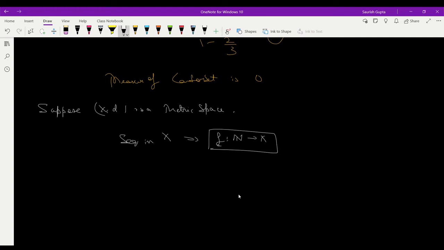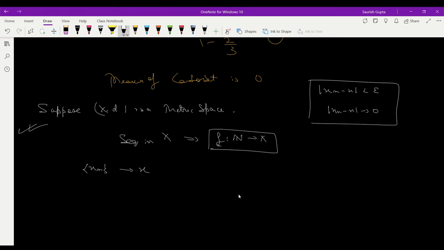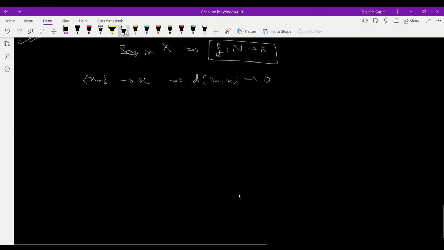One more thing. Any sequence xn converges to x. We had these concepts in real analysis as well. We used to say that the distance between xn and x is less than epsilon, or we can say that the distance between xn and x tends to 0 as n tends to infinity. The same definition applies here. So this sequence converges to x means the distance between xn and x tends to 0. Clear?